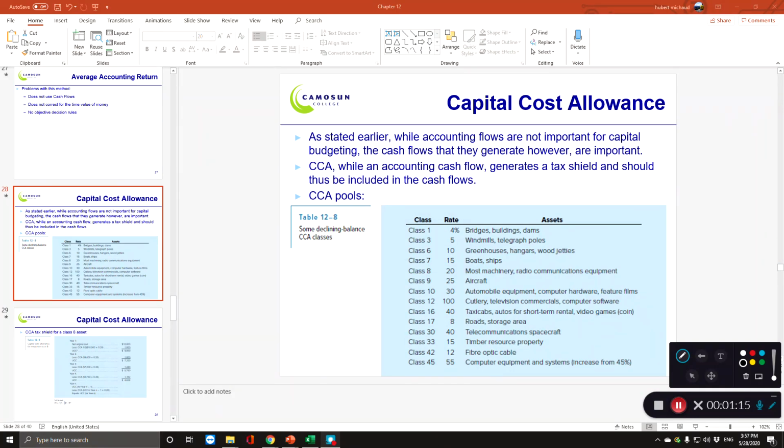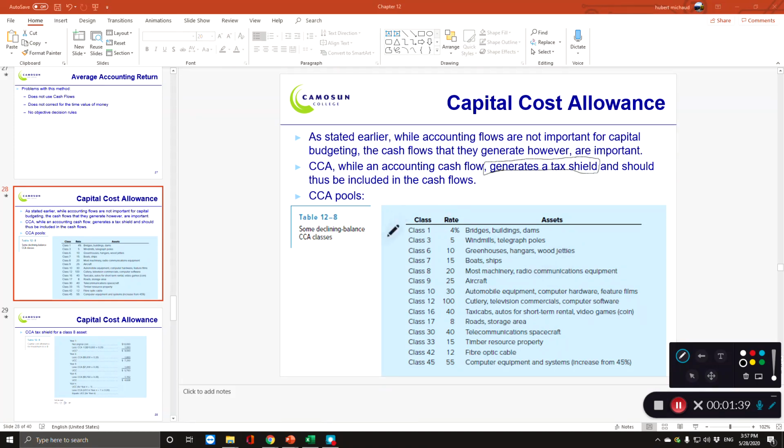What cash flow does it generate? It generates a tax shield, right? When on my income statement I report amortization, it reduces my income, and by reducing my income, it reduces the amount I need to pay in tax. Okay, and that tax shield is a real cash flow that is generated by my investment and by this amortization, by an accounting cash flow.